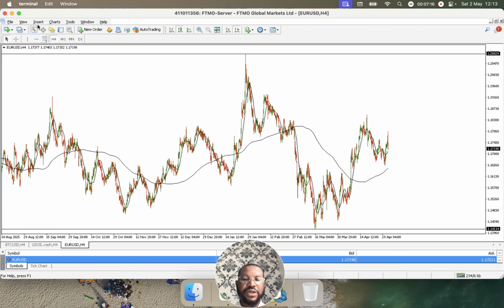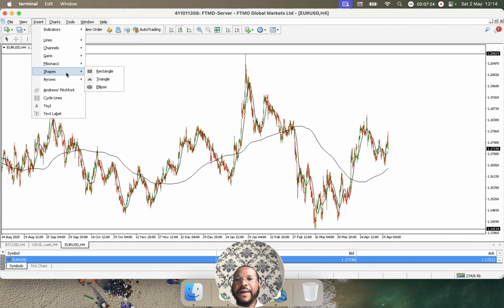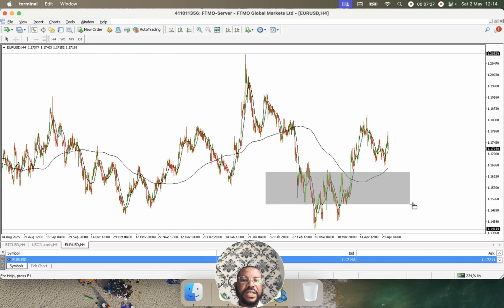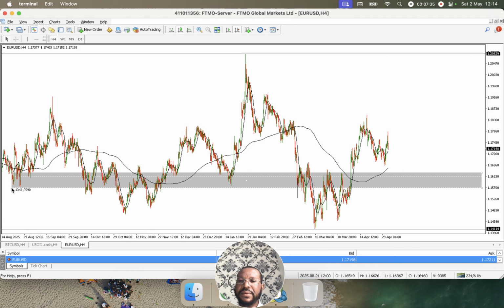Now, for the Euro USD, I will be waiting for the buy side for price to pull back to this support area. I can see that this support area is a good support area. If I look left, I can see that it was acting as a support here, acted as a support here, acted as a resistance. So I'm expecting price to come back to this level and use it as a support to take this price back to this supply area.